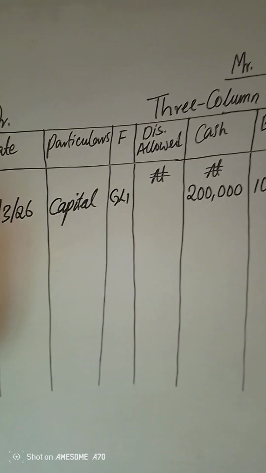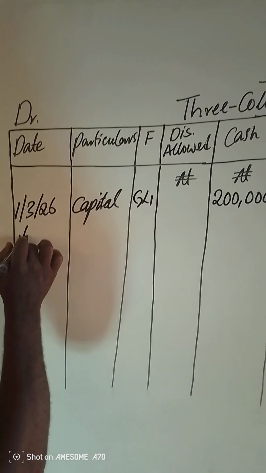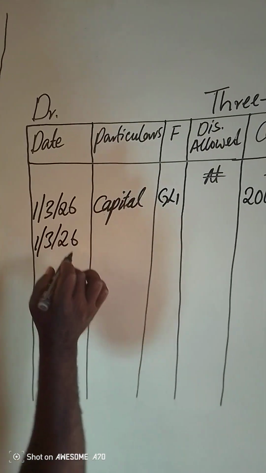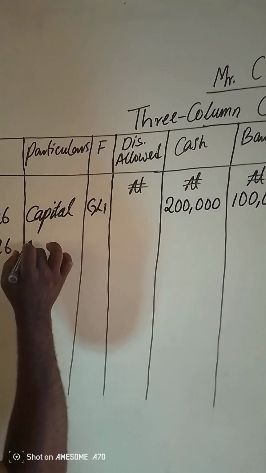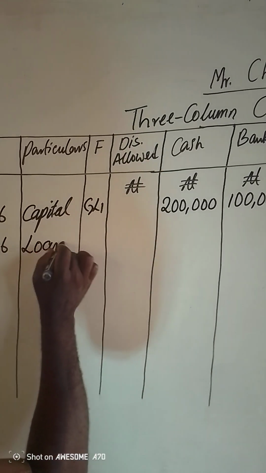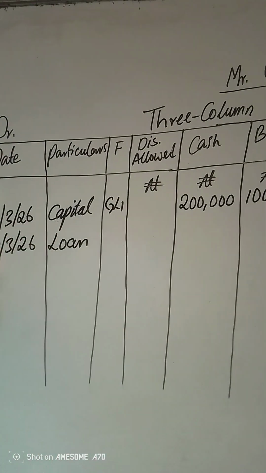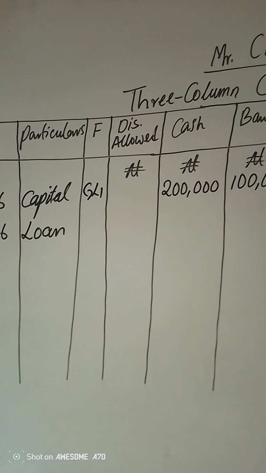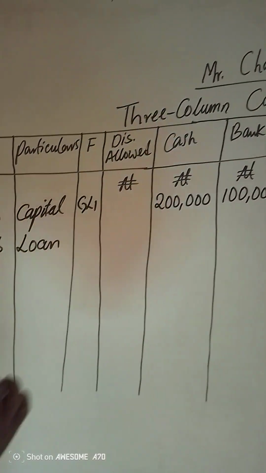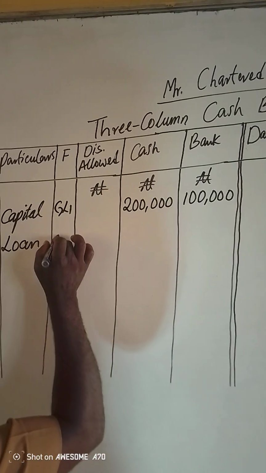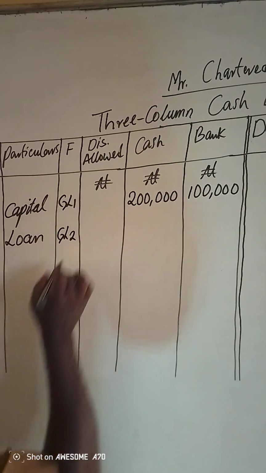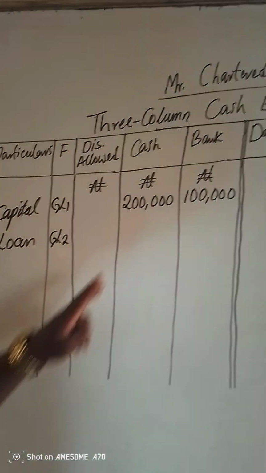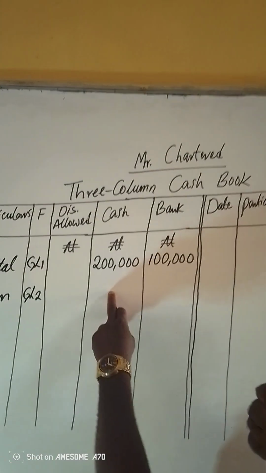So here on the same date, which is 1st of March 26, the business takes a loan. The particular will be loan. If you want, you can put bank loan. But all we know is that what the business is taking is a loan. That is, the business is receiving money by way of loan. Then coming to folio, this will be GL2. Then the loan will be by cash.